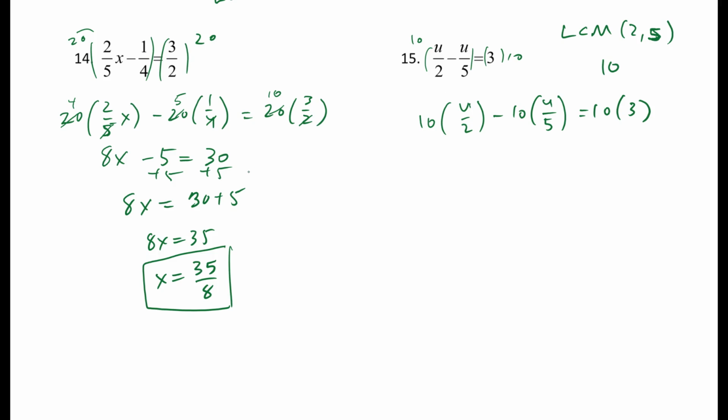And we could do the same thing we did on 14. 2 goes into 10 5 times. 5 goes into 10 2 times. And there's no fraction on this side, so 5 times u is 5u. 2 times u is 2u equals 30. We have 3u equals 30. And then we just go ahead and divide both sides by 3 to get u equals 10.